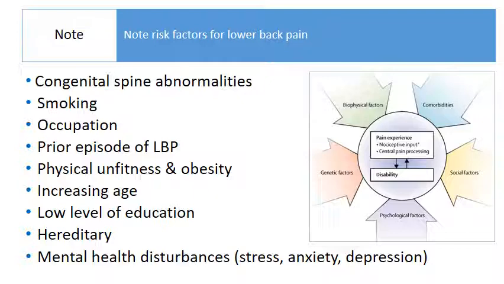Who are people that we have noticed who are at increased risk for developing low back pain? Those who are born with congenital spine abnormalities like spina bifida. Smoking is a big contributor to low back pain, especially in the age above 50. Smoking has many toxic chemicals that are directly toxic to nerves. Also, smoking increases the drying up and desiccation of intervertebral discs, which increases the incidence of low back pain.